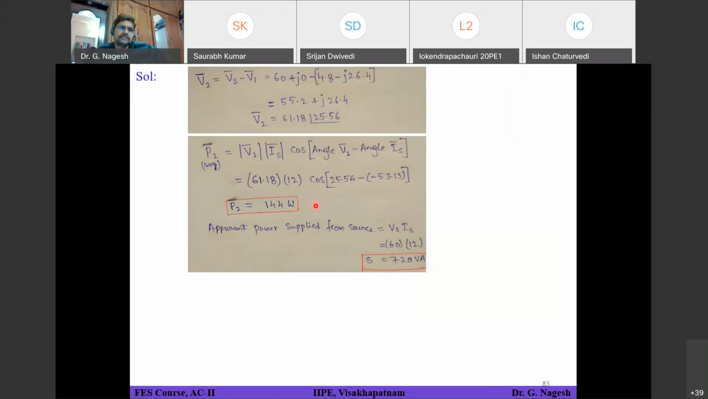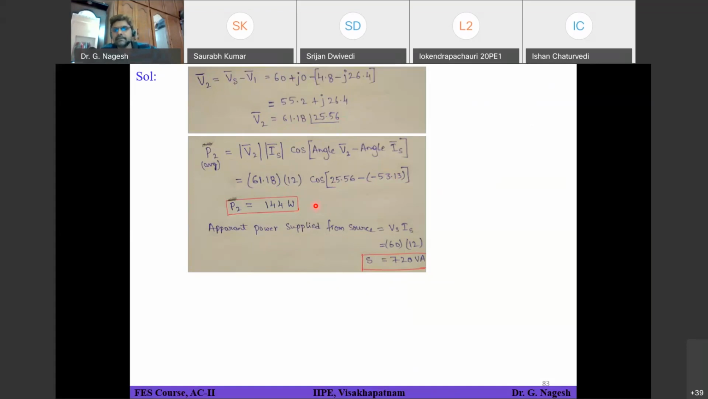Next, in the question they have asked, calculate the apparent power supplied from the source. So what will be that value? Apparent power? Simply VRMS. They are asking apparent power supplied from the source. That means across the source you have to know what is the voltage and what is the current coming from the source. Voltage across the source is 60 at an angle of 0 degrees. So 60 is your RMS value, into the current which is coming from the source, IS. So IS has 12 as RMS value. So 60 into 12, that means 720 volt amperes is your apparent power.